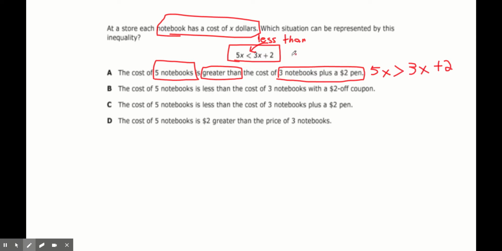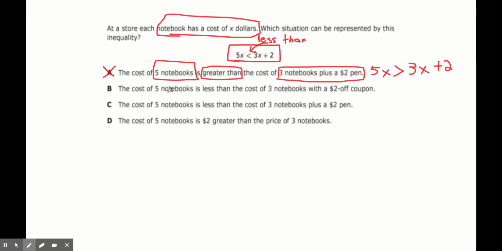If I look, it looks similar. However, the only difference is our inequality symbol. Here, it's less than. Here, it's greater than. So this does not match this inequality, so our answer cannot be A. Let's go ahead and cross that one out. Now let's look at B.